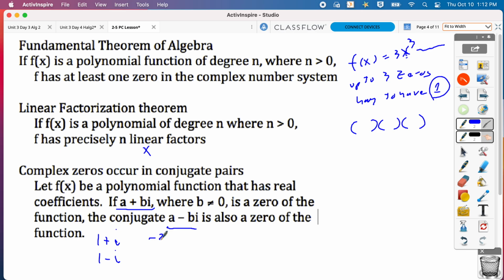Always. Negative 3i always gives you positive 3i. I's come in pairs. Complex zeros occur in conjugate pairs. X to the third has 3 factors. Fundamental theorem of algebra: 7x to the 5th has at least 1 zero, but could have 5. We've talked and used all of these before.